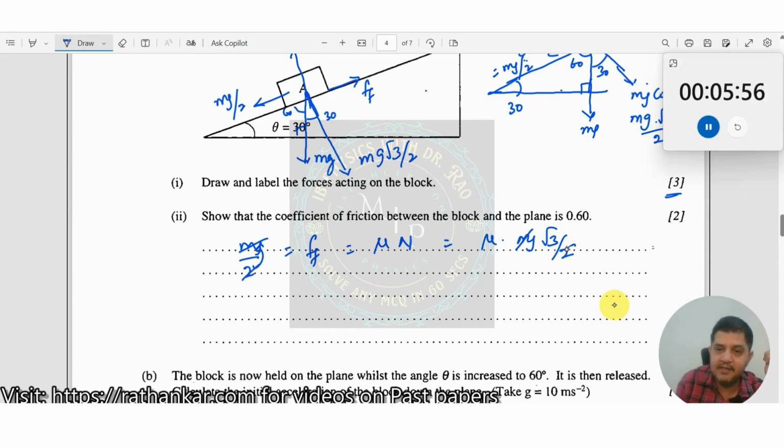This 2 and this 2 goes away. So what am I left with? On the left-hand side I get 1, and here I get mu times root 3, which means I can write mu is equal to 1 by root 3.